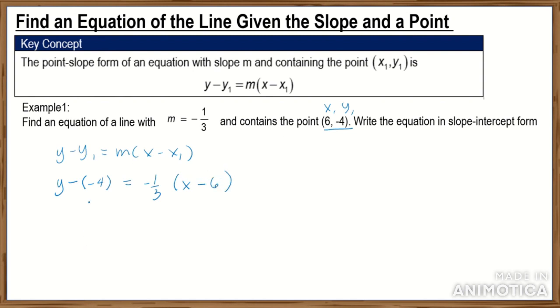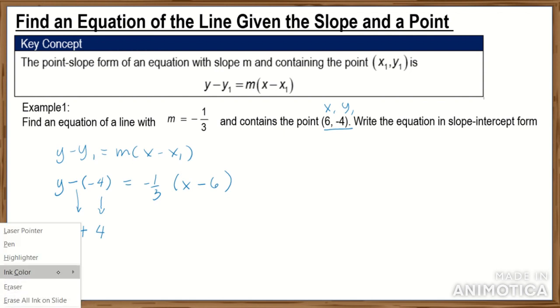Then we simplify first the signs. So we have y minus negative 4. In subtracting integers, we change the sign of the subtrahend. Our subtrahend is negative 4, so from negative 4, it becomes positive 4. And we proceed to addition, so from minus, we have plus. Or simply recall what your 7th grade teacher had taught you on subtracting integers.